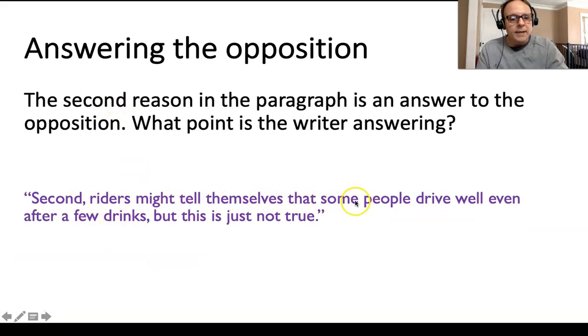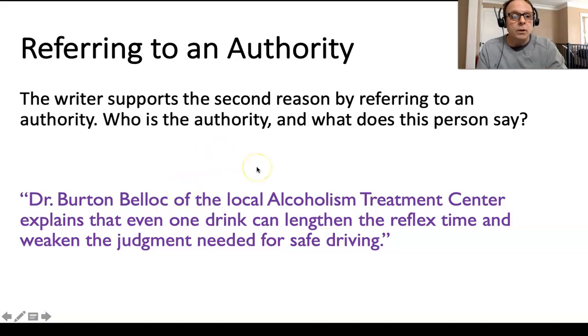Writers might tell themselves, that's the opposition. The person who might tell themselves that some people drive better drunk, if we're writing this paper, we're answering them. So we're coming up with an answer. It's not true. Now they have to go on a little bit. Just saying something's not true is not a perfect answer to the opposition, but they go on by referring to an authority, and that's another method of persuasion. And they talk about Dr. Burton Belloc. Now, who's Dr. Belloc? Just because he has a doctor in front of his name, what does that make him, a PhD? But he's actually of the local alcohol treatment center, and explains that even one drink can lengthen the reflex time and weaken the judgment needed for safe driving. So he works, I think, manages the local alcoholism treatment center.